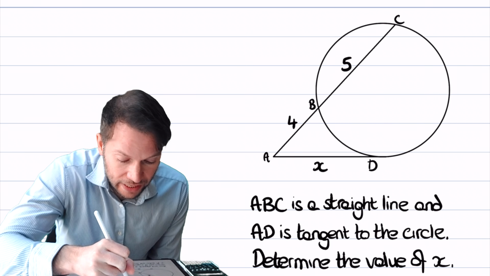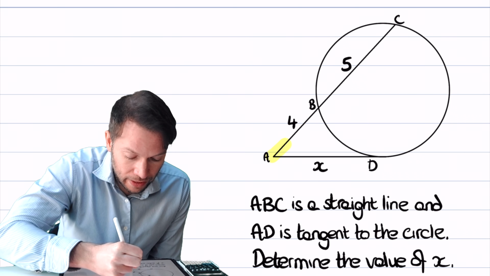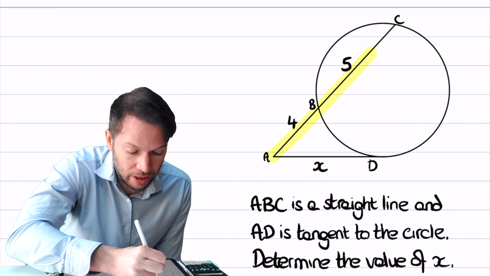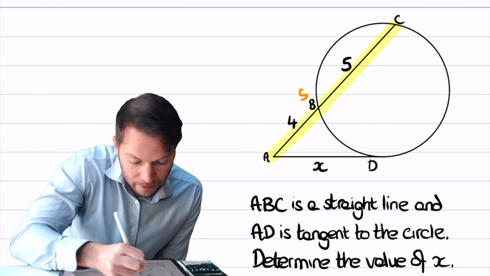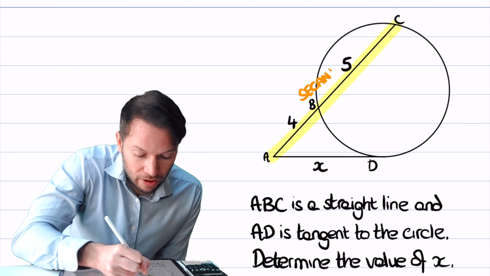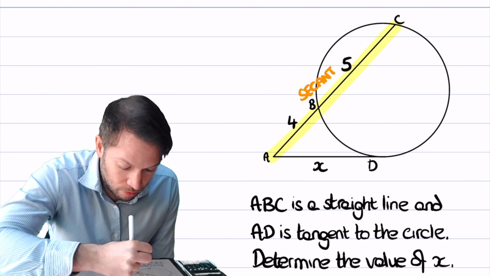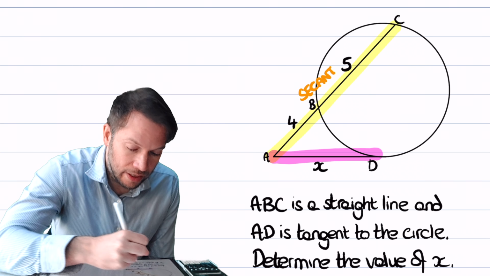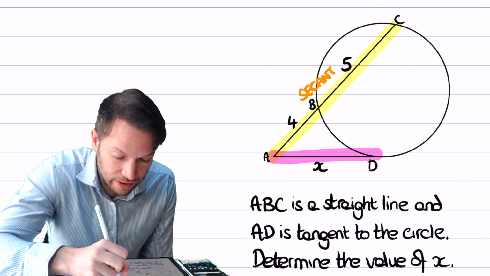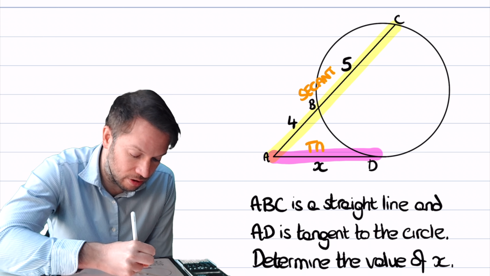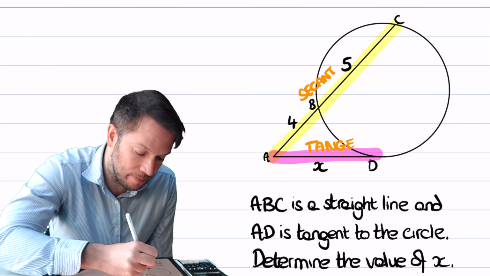What do I mean by secant? Well, a secant is a line that cuts the circle. So it goes into the circle, it crosses it. So that is called a secant. And this line which touches the circle, we've seen that previously, because it touches the circle at the point D, that is known as a tangent. So this time I've got a secant and a tangent.